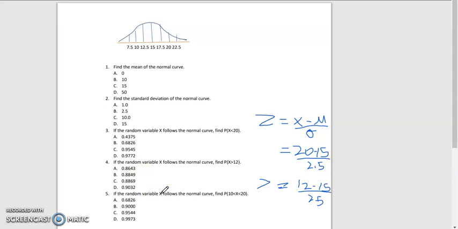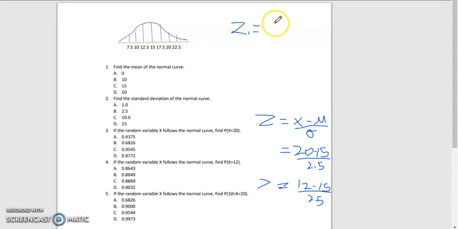Then question 5 says, if the random variable x follows a normal curve, find the probability of 10 less than x less than 20. This means find the area between 10 and 20. So first of all, you need to convert 10 to z. Okay, you convert the score 10 to z, let's say z1.